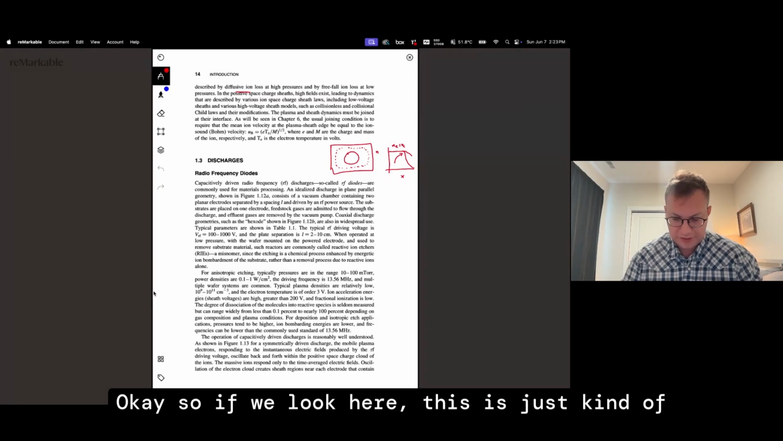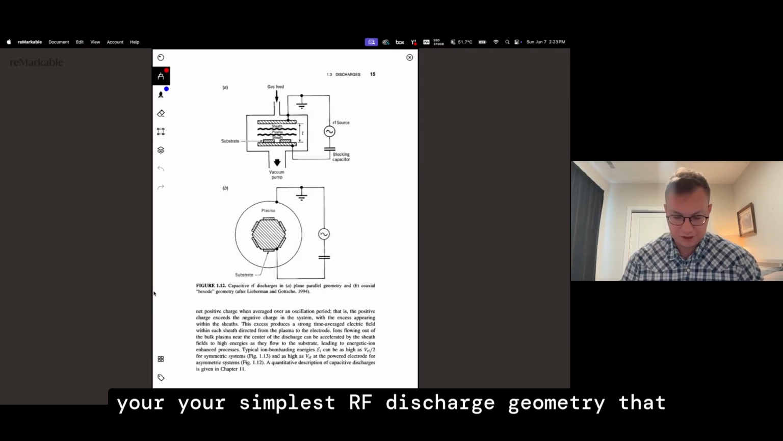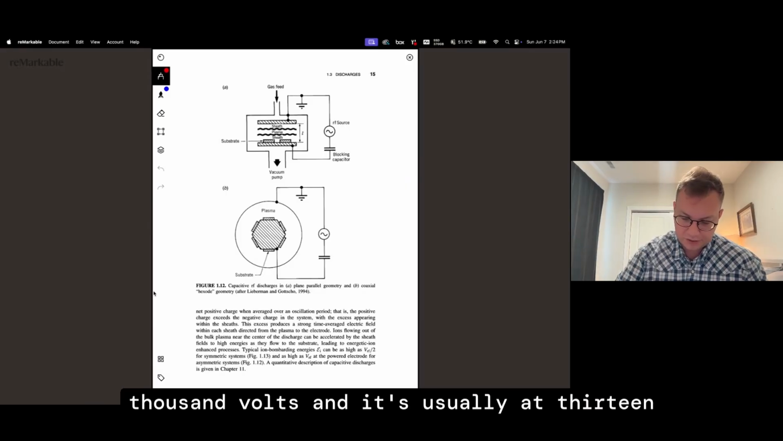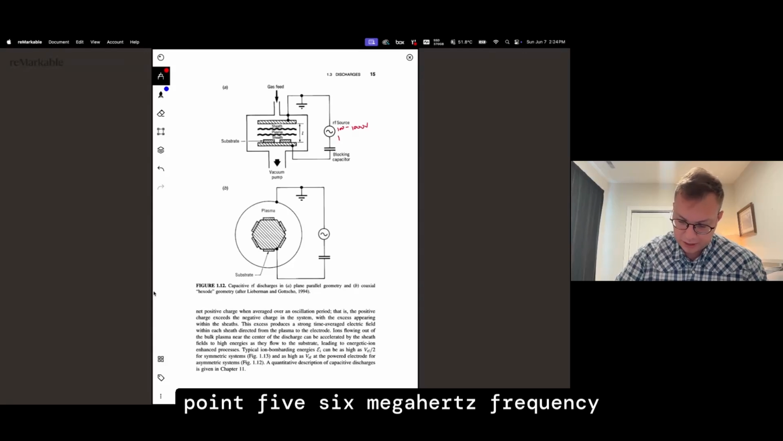If we look here, this is your simplest RF discharge geometry. You have your RF source that's 100 to 1,000 volts, and it's usually at 13.56 megahertz frequency.